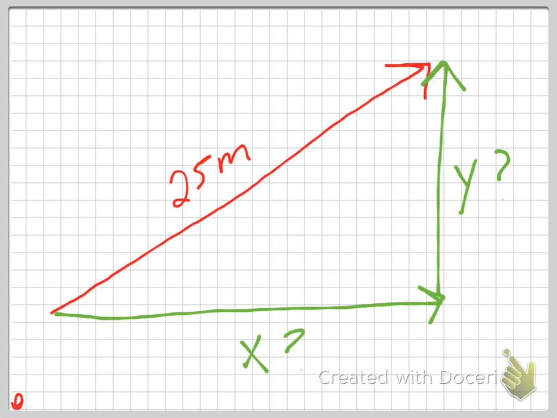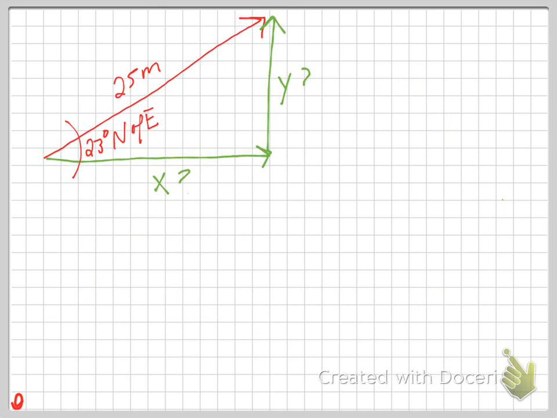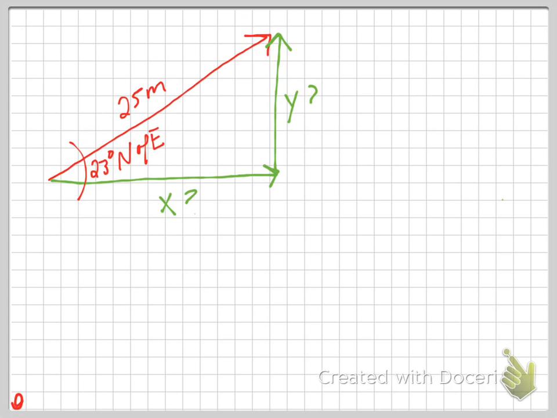Can you do it from what I've given you? No. I left out something. Angle. Because for any resultant vector, you have to have a heading. So there has to be some heading given. So this might be 23 degrees north of east. Well, if that's 23 degrees north of east, now do we have all the tools that we need to find?